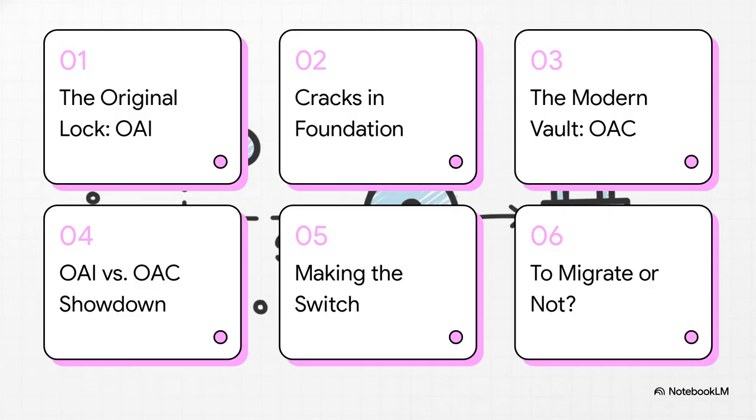Okay, so here's the game plan. First up, we're going to look at the original lock on the door, something called Origin Access Identity, or OAI. Then we'll see where the cracks started to show in that old foundation, which leads us straight to the modern replacement, OAC. We'll put them head-to-head in a showdown, I'll show you how to make the switch, and we'll wrap up by answering that big question: do you really need to migrate?